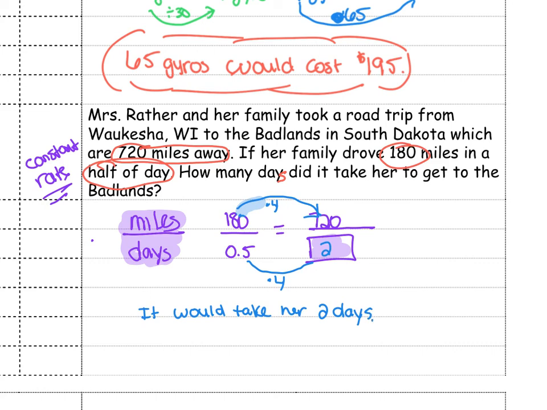If it is easier for you to use the cross multiplication method, please do that. So half of 720 is 360, and again, you can use your calculator, times 1 equals 180x, and then you divide by 180 because x is multiplied, so we divide, and x is still 2 days.